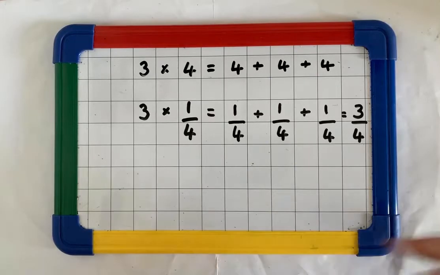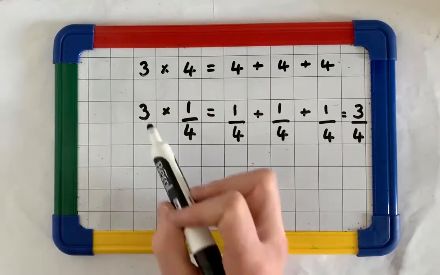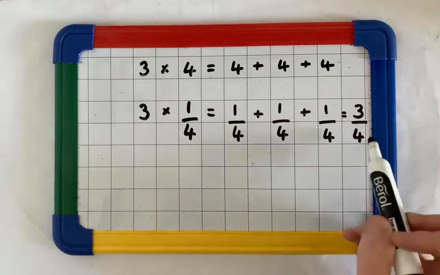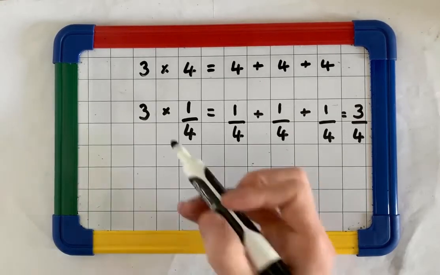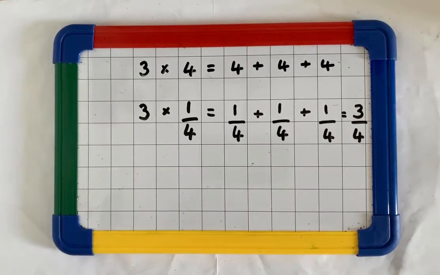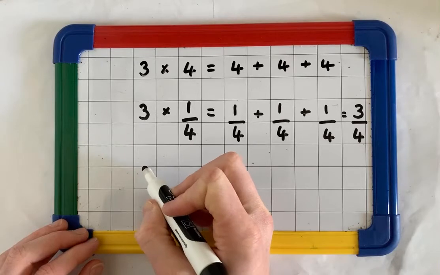Now you may have realised that all we're doing here is multiplying our numerator. 3 times 1 makes 3 and we keep the denominator the same. And that's actually what you do when you multiply fractions by whole numbers. The denominator stays the same and the numerator gets multiplied by the integer, the whole number. So let's have a look at another example.